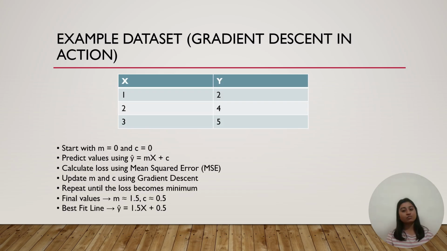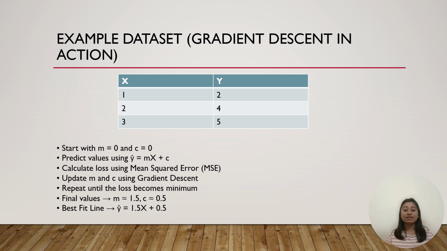Here, let's take a small example to understand this better. Suppose we have three data points: (1, 2), (2, 4), and (3, 5). We start with m equals 0 and c equals 0. Using the equation y hat equals mx plus c, we calculate predicted values, then compute the loss using mean squared error, MSE. Gradient descent then updates m and c repeatedly to reduce that loss.